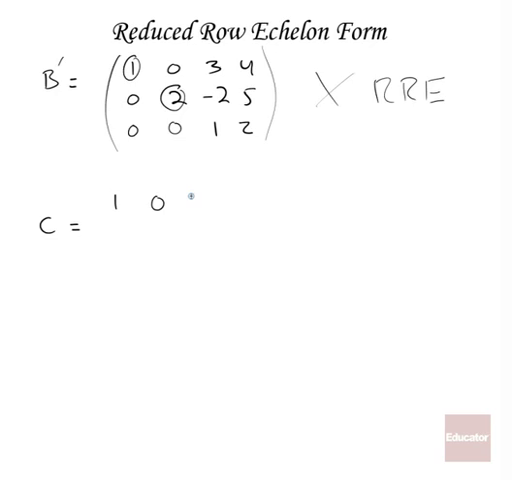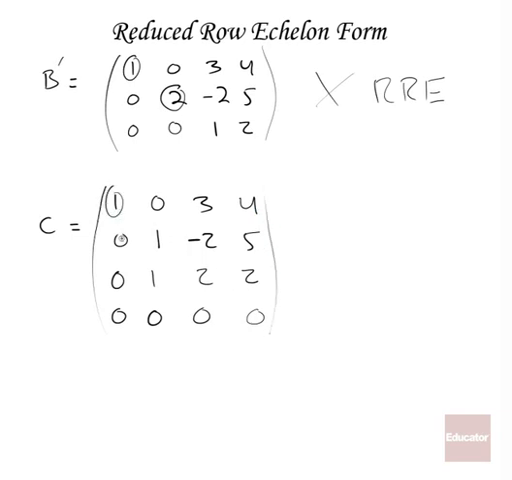Let's take 1, 0, 3, 4, 0, 1, negative 2, 5. Let's take 0, 1, 2, 2, and let's take all zeros. Okay, so we have a leading entry, which is nice. All of the other entries are zeros, very good. We have a leading entry, which is a 1. It is to the right of the one above it. So far, so good. But this other entry here in this column is a 1. It's not a 0. It needs to be a 0. So as it stands, this one is not reduced row echelon form.